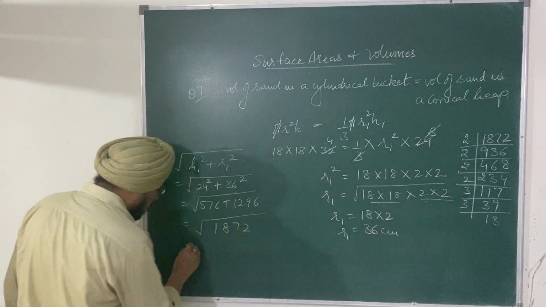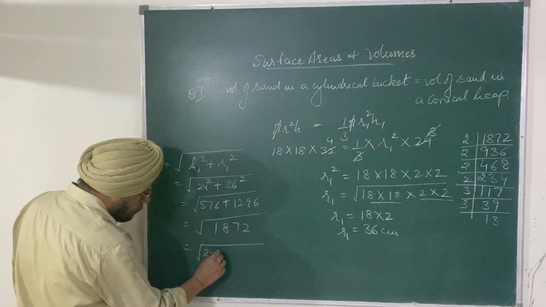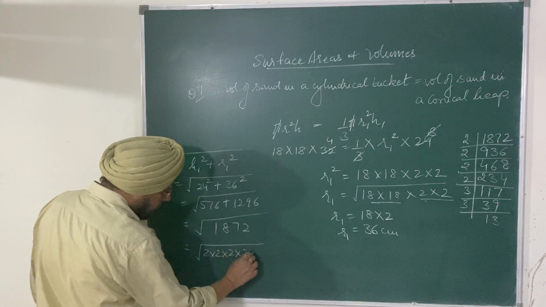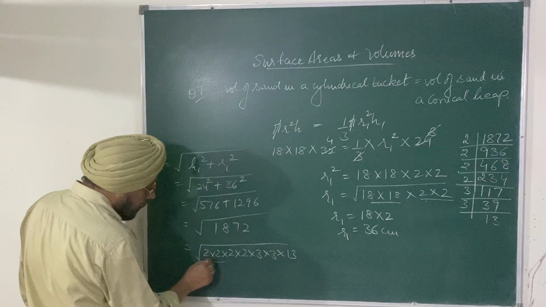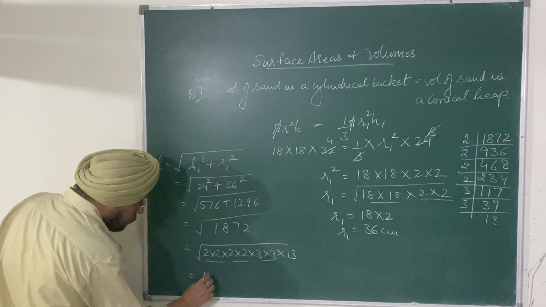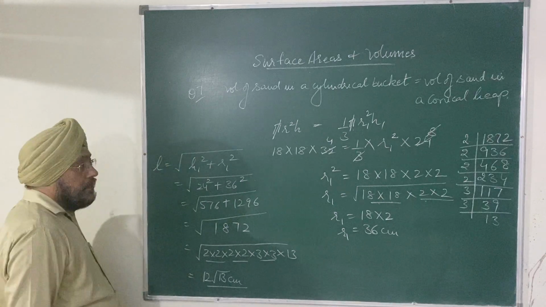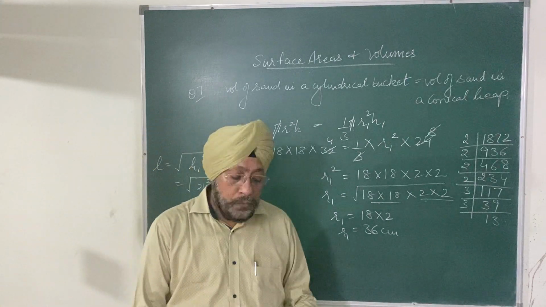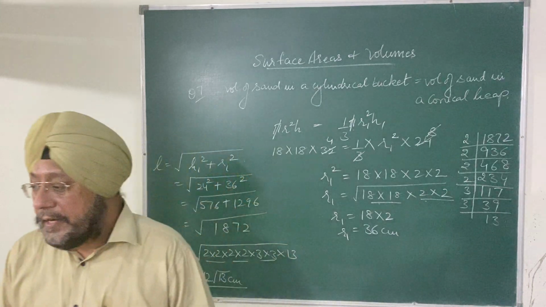So let's substitute the value. We are having 4 times 2, 2 times 3 in 113. So make the pair. So we get 12 root 13 centimeter as the answer. So this is the answer to question number 7. So let's come to question number 8.